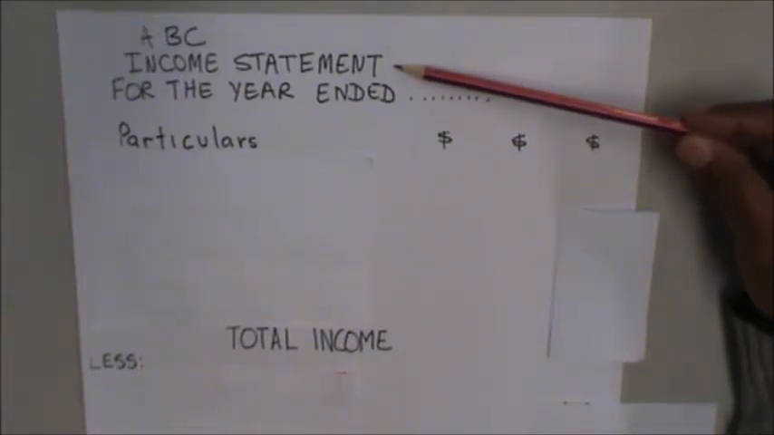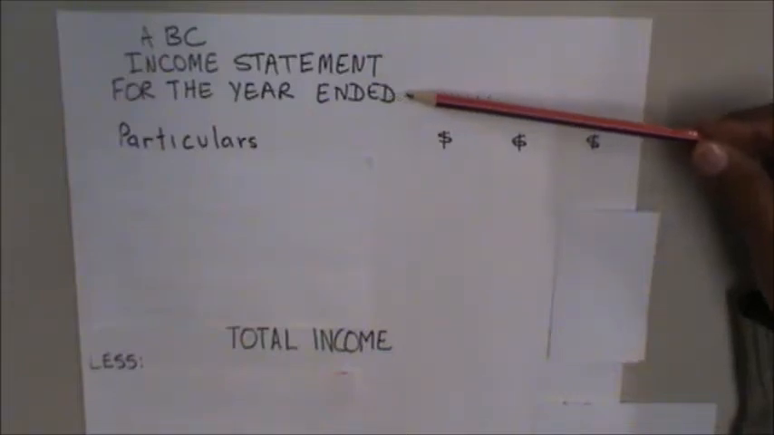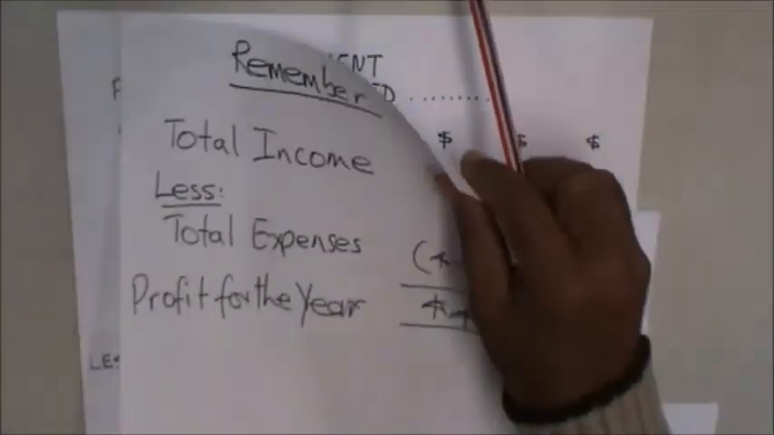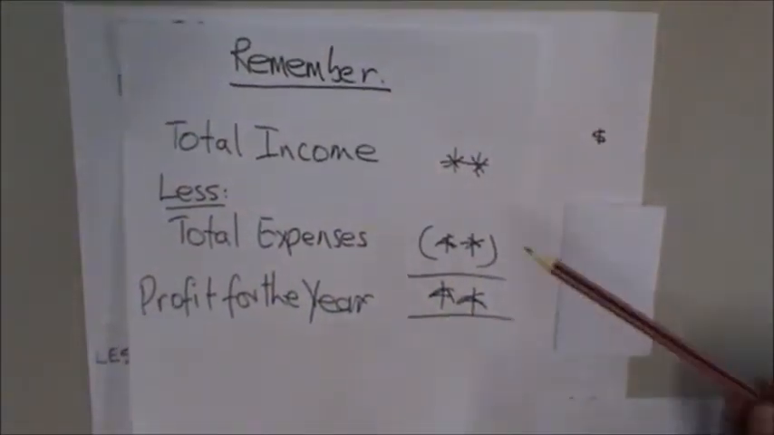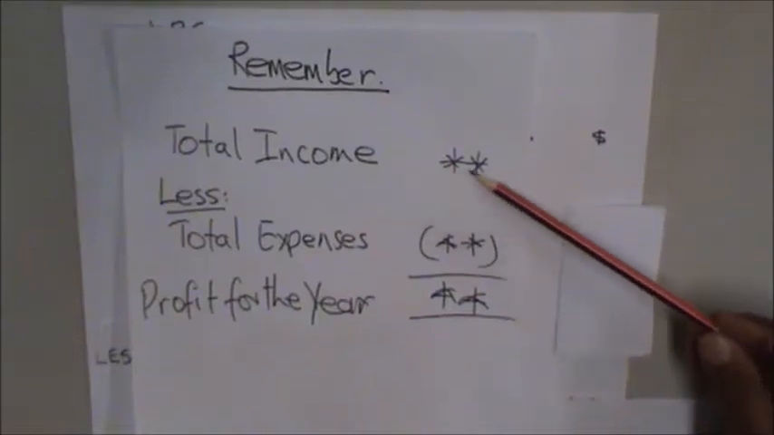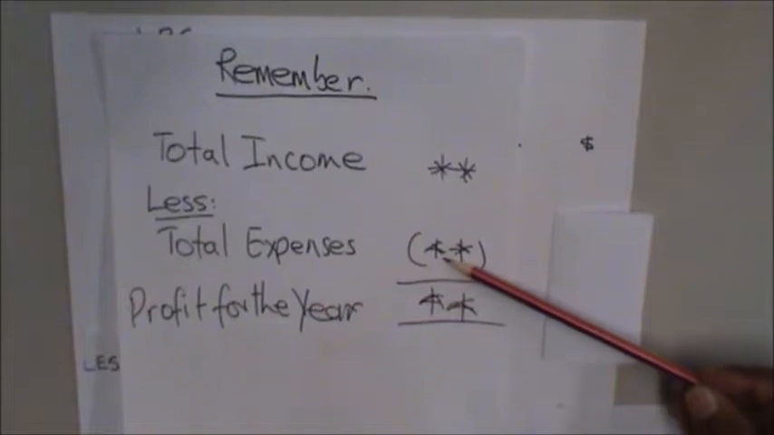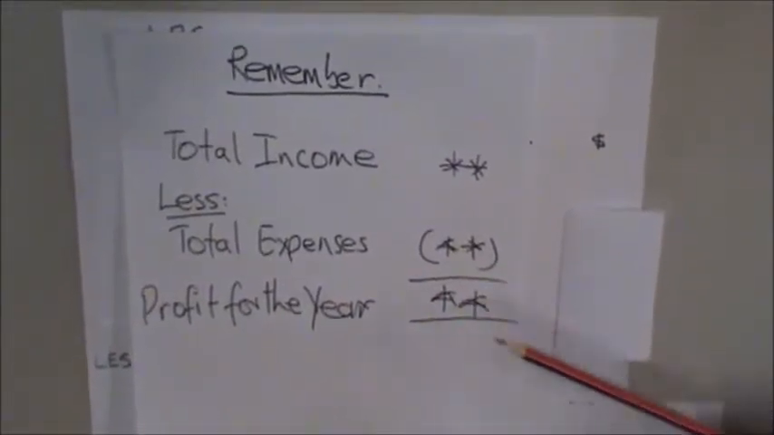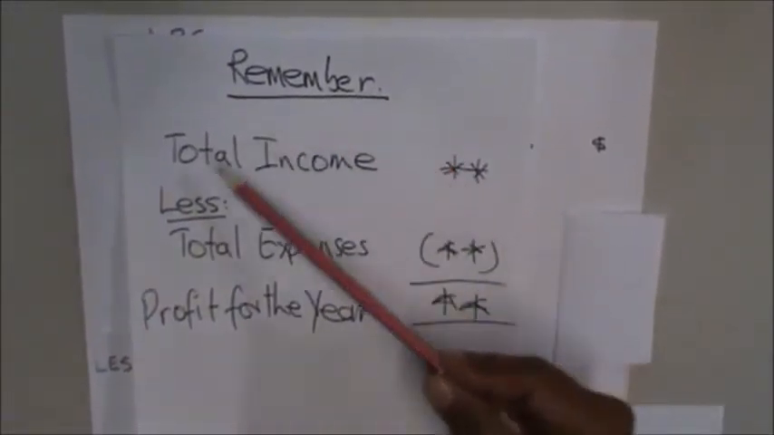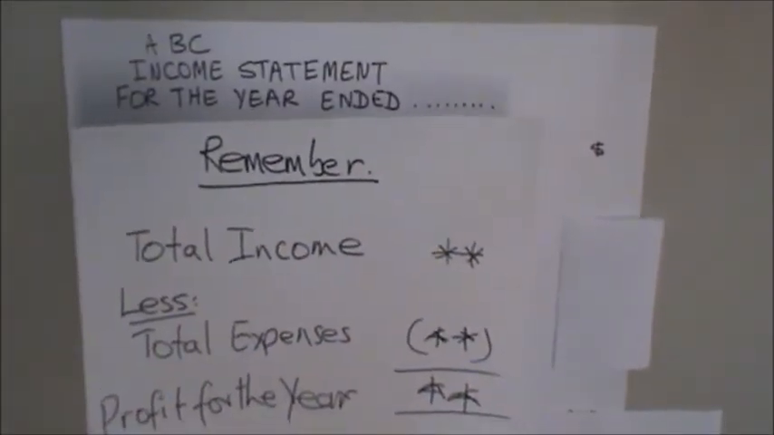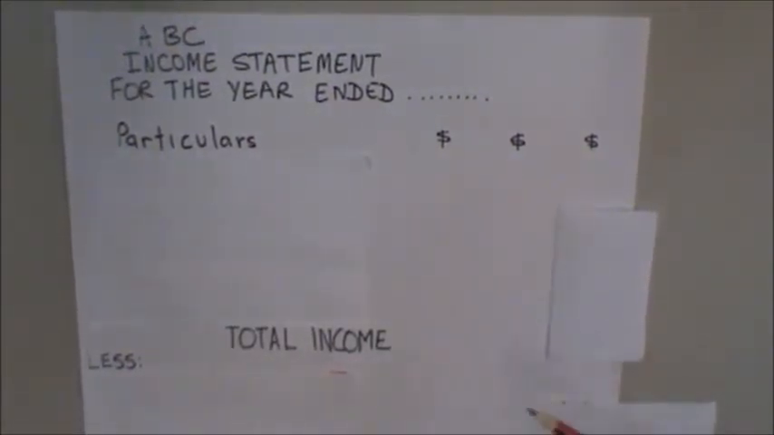We are making an income statement, and for the year ended, it could be 31st of March, it could be 31st of December, it could be any other date. If you remember, the format of the income statement is a very basic one. We take the total incomes, and from the total incomes, we're going to take away all the expenses, which will give us the profit. It's simple. We're going to keep that format in our mind when we are learning how to make an income statement. So the heading is done.